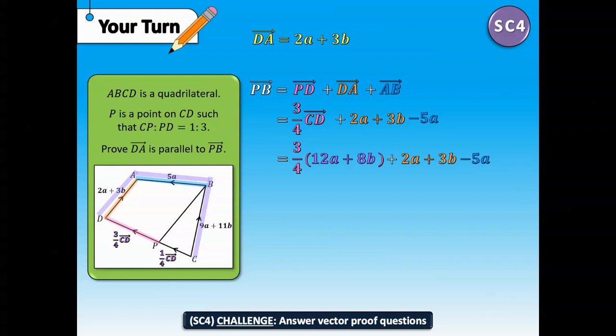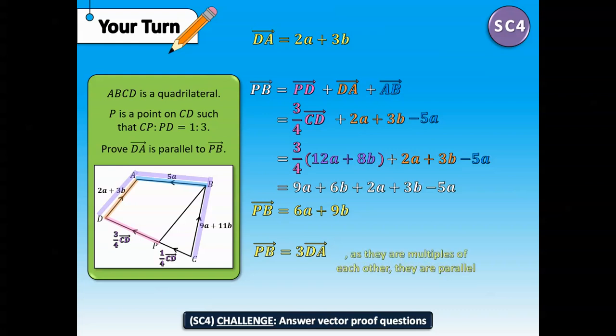We then expand the bracket and then simplify. So we can see that PB is 3 lots of DA. So one's a multiple of the other, so they must be parallel.